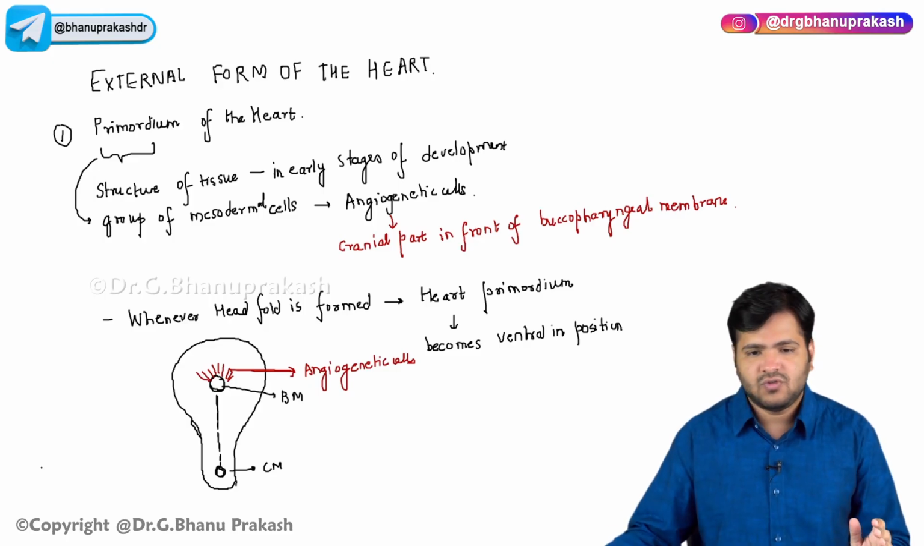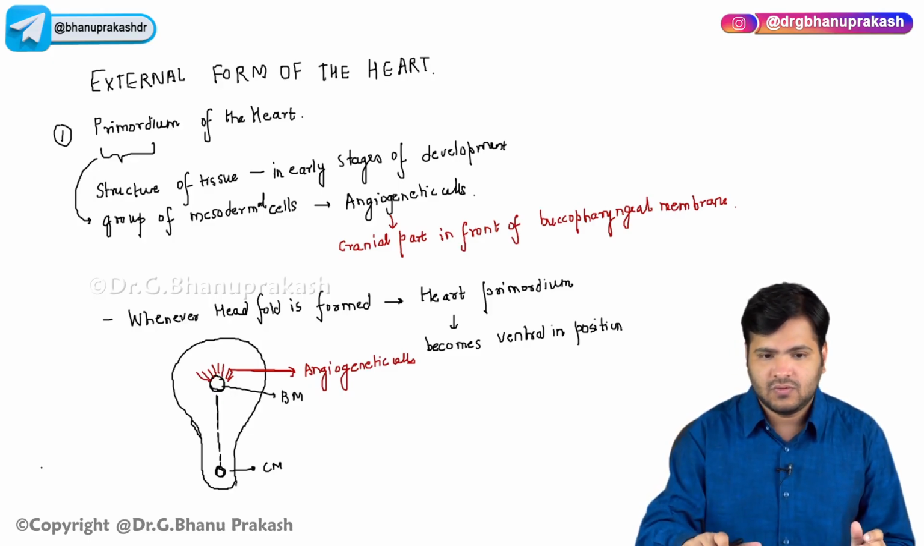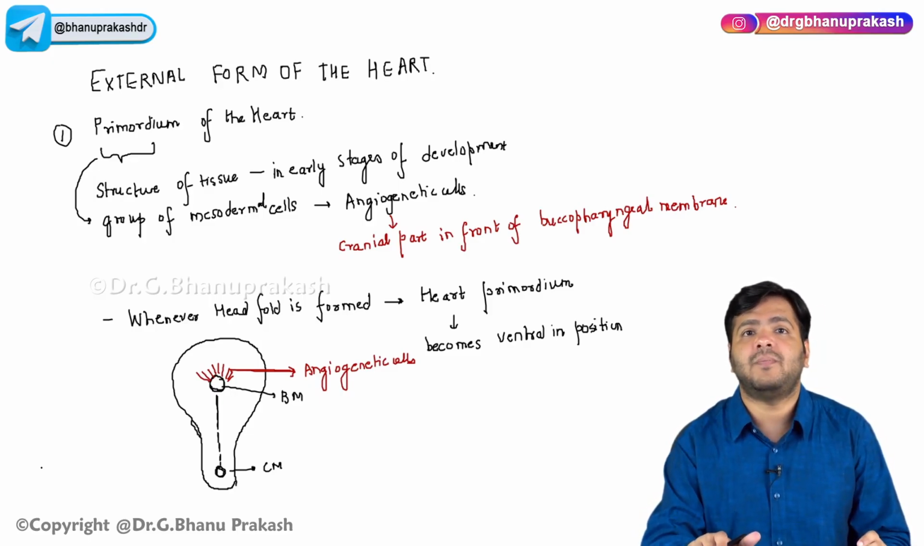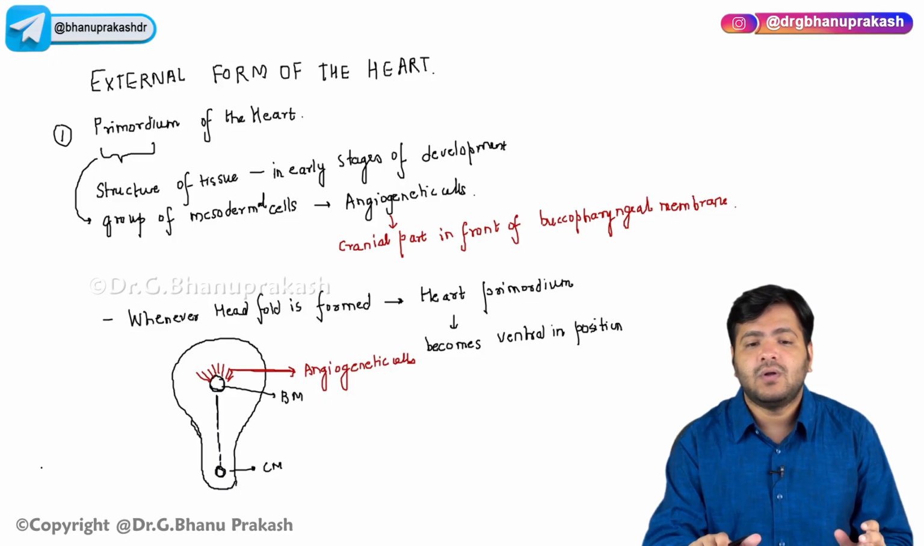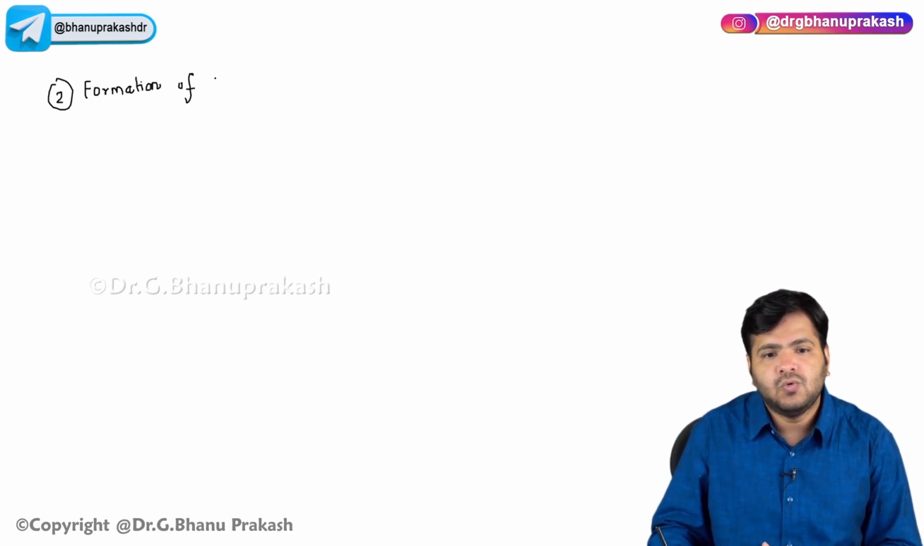Now, in these angiogenic cells, what will be happening? There will be formation of two endocardial heart tubes. So these angiogenic cells will form the two endocardial heart tubes. Let us write the second one, that is formation of two endocardial heart tubes.